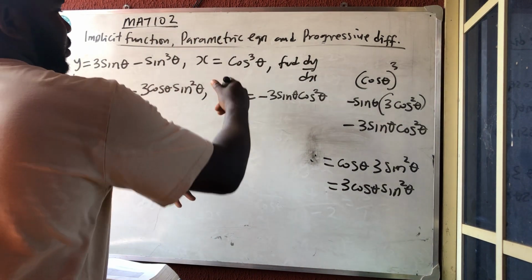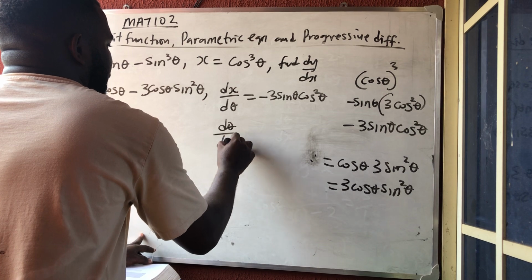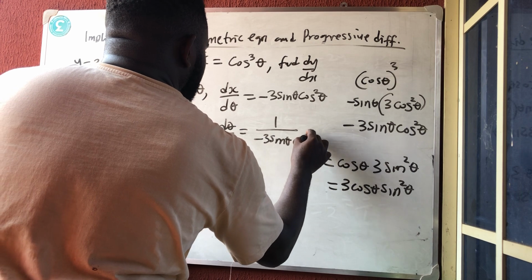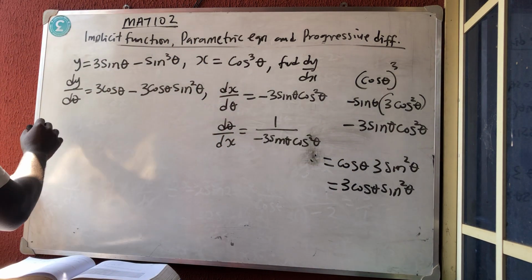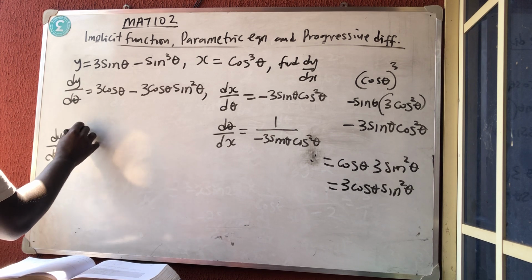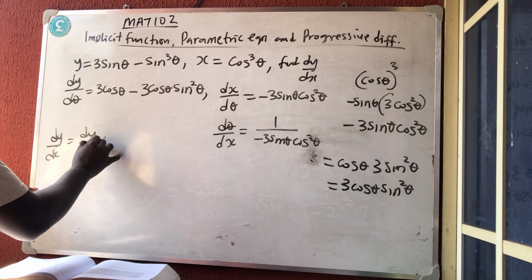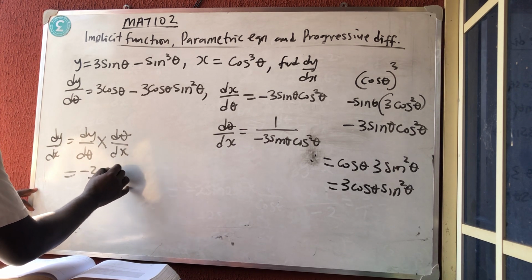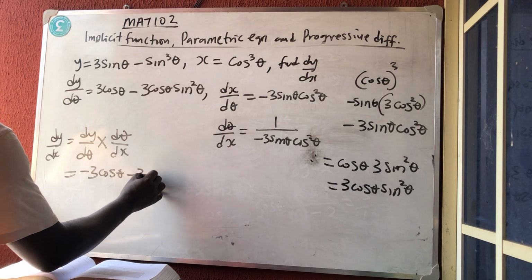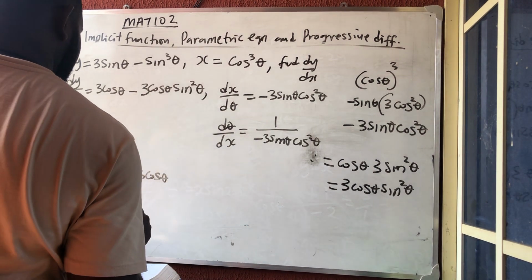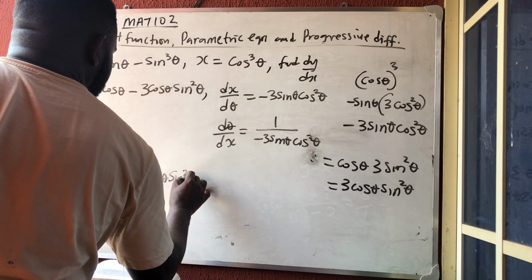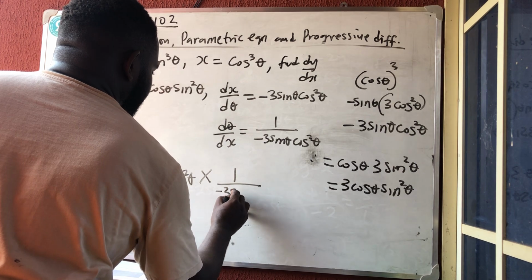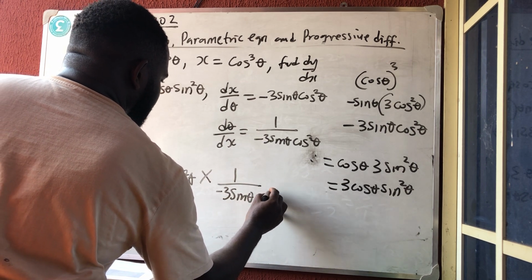So this one needs to turn around. If it turns around, I'm going to have the d theta dx is what? 1 over minus 3 sine theta cos square theta. So let me now apply it now. So my dy dx is now what? Dy d theta times d theta dx, which is what? Minus 3 cos theta sine square theta times 1 over minus 3 sine theta cos square theta.